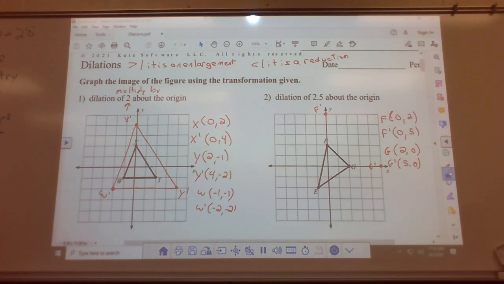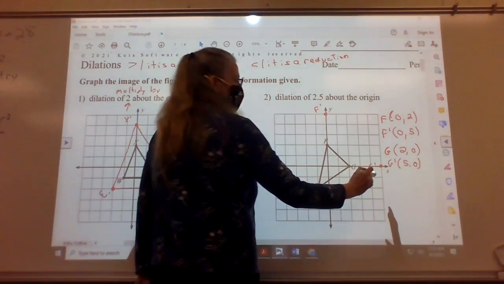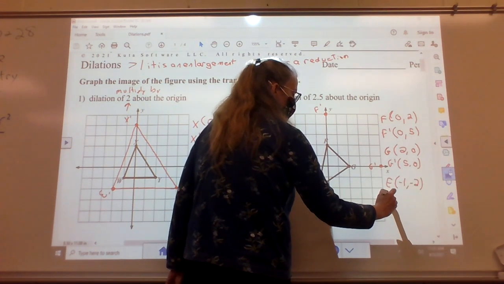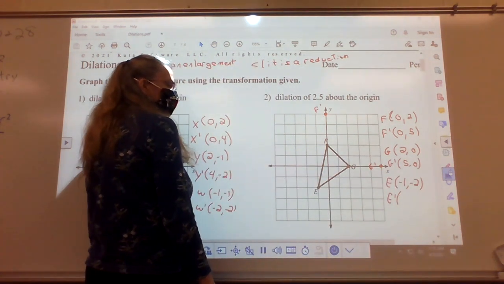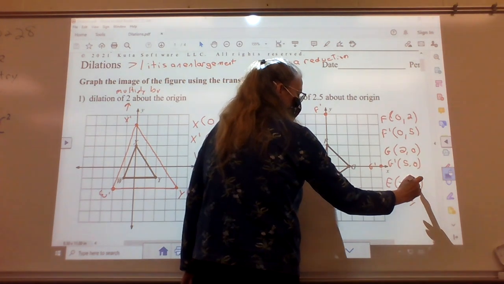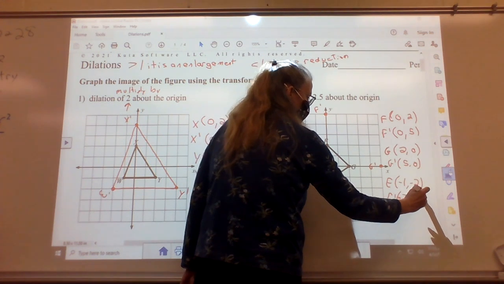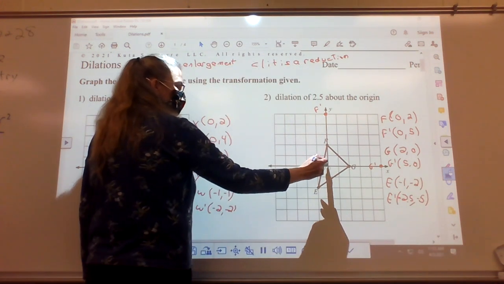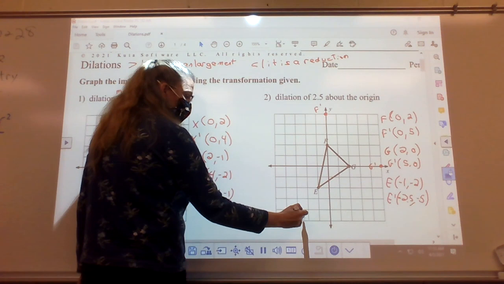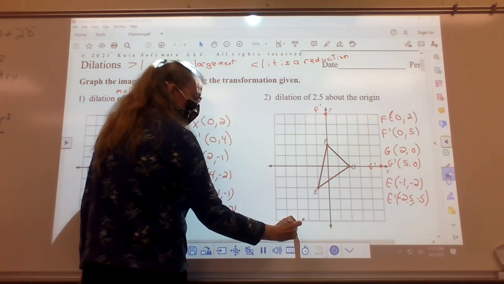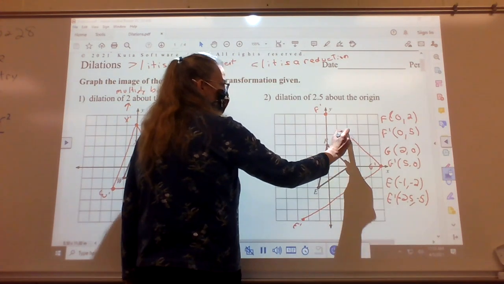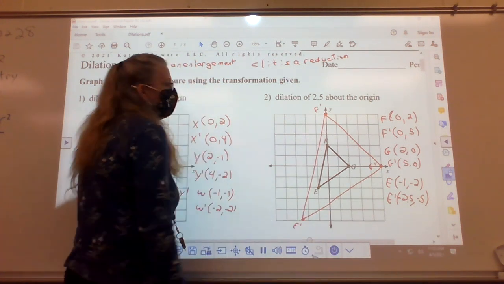And then the last one is -1, -2. So E, -1, -2. Now this one's a little bit tricky to graph because -1 times 2.5 is -2.5. -2 times 2.5 is -5. So from here, you're going to go -2.5. So it's going to be in between the two lines and then down to -5. So that's the E. So some of these end up kind of in between the lines. Sometimes you end up with decimals or fractions. So there's my new figure.